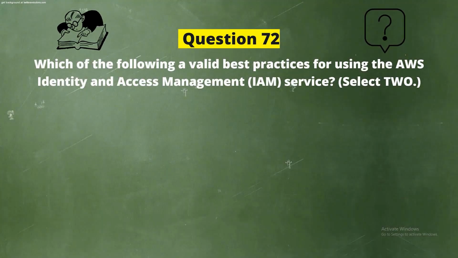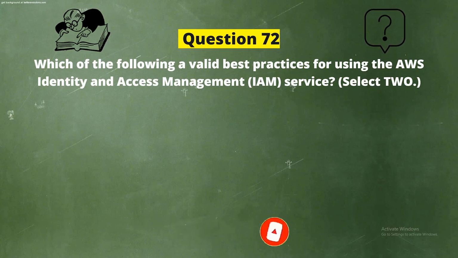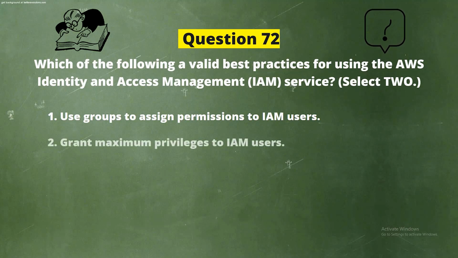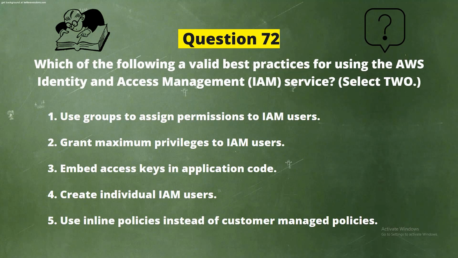Next question. Which of the following are valid best practices for using the AWS Identity and Access Management (IAM) service? Select 2. And the options are: Option 1. Use groups to assign permissions to IAM users. Option 2. Grant maximum privileges to IAM users. Option 3. Embed access keys in application code. Option 4. Create individual IAM users. Option 5. Use inline policies instead of customer-managed policies.